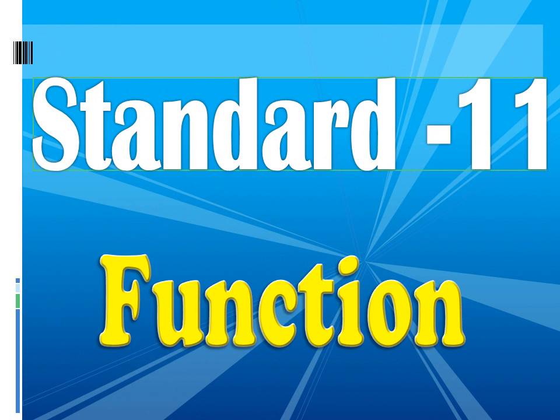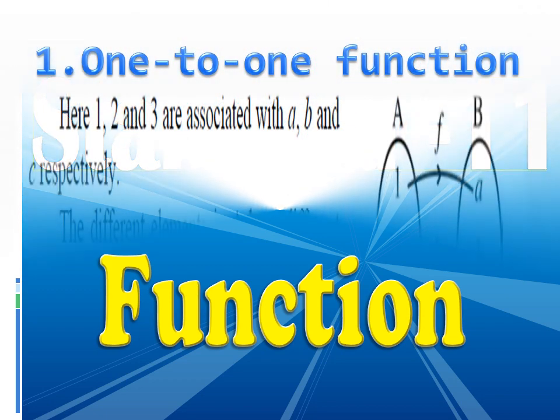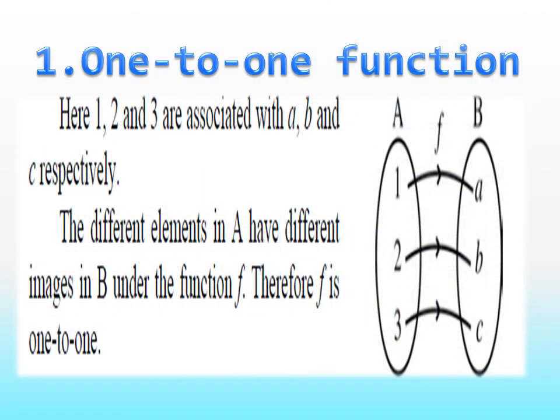Today we learn about standard 11th function. What is one-to-one function? See the arrow diagram. Every element in A has a distinct element in B.